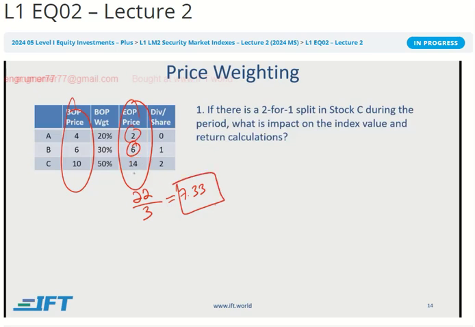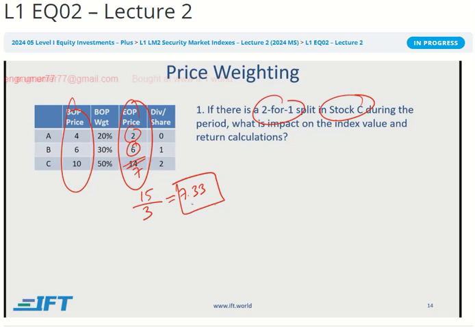The only thing that is changing is that stock C is having a 2-for-1 split, so its price will become half. If its price becomes half, this 22 changes to 7 plus 6 is 13 plus 2 is 15. So this changes to 15, right?